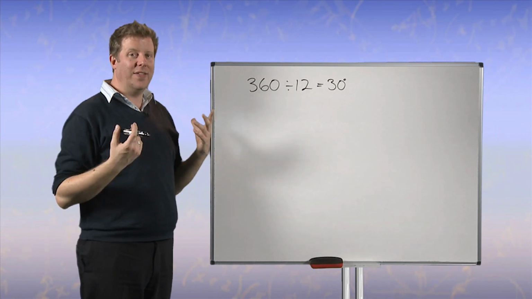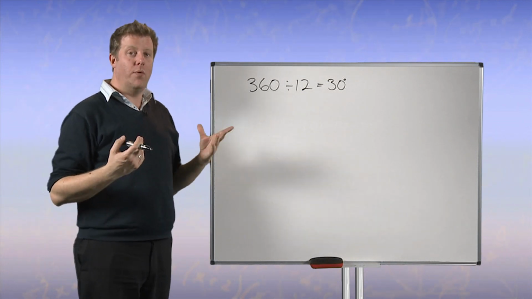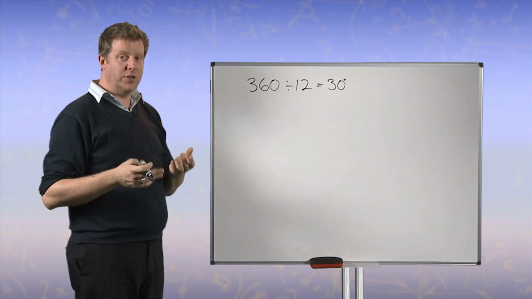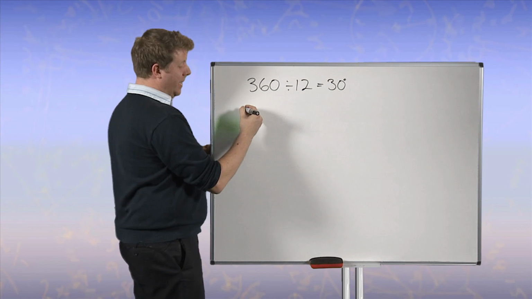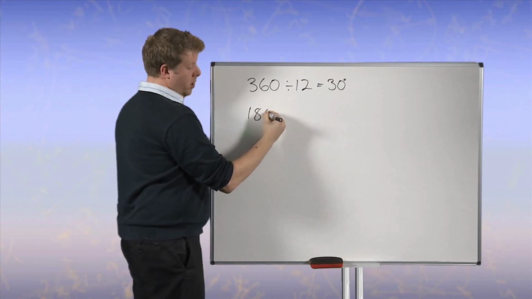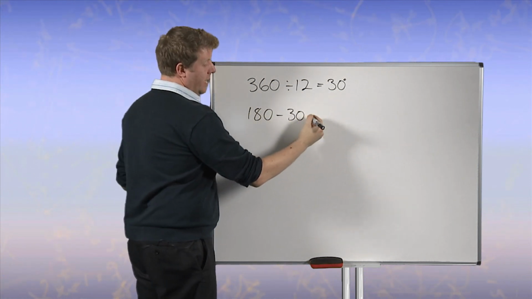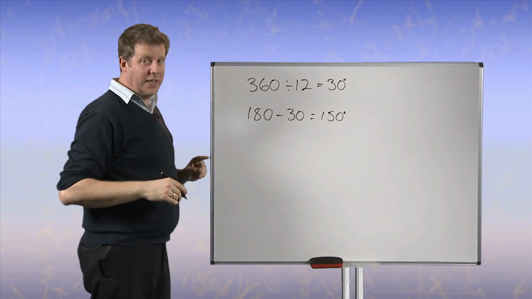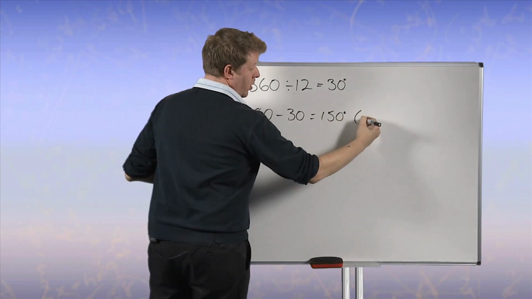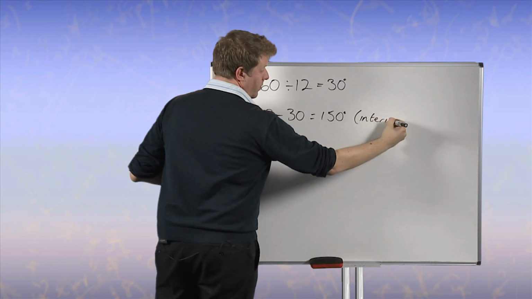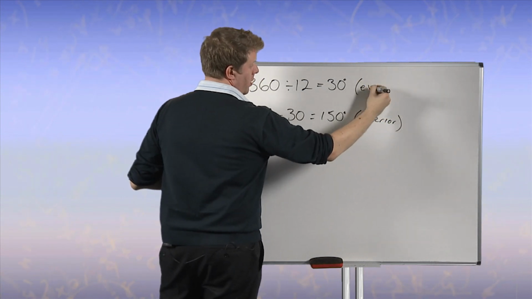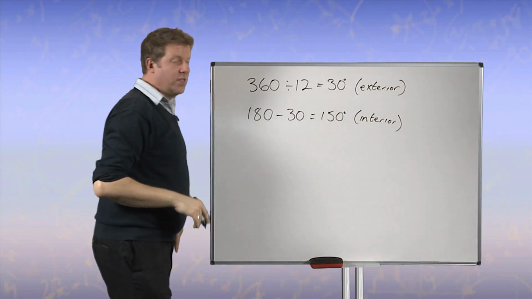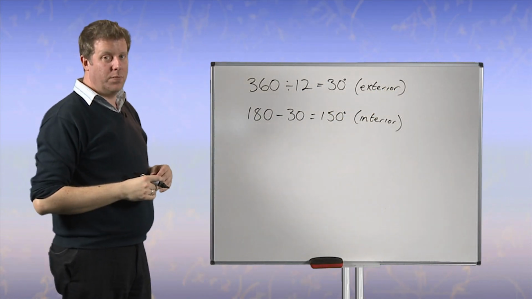Now, if I want to work out the interior angle, well, remember the interior and the exterior angle form a straight line when they're put together. So my interior angle would simply be 180 subtract 30, or 150 degrees. So this would be my interior angle, and this would be my exterior angle.